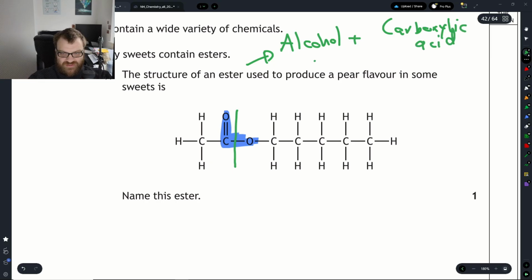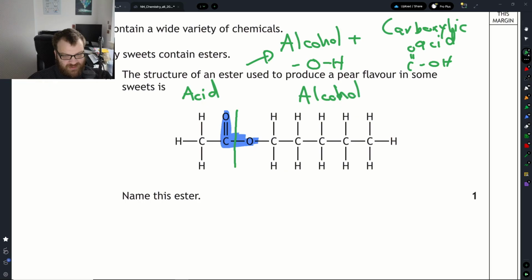Know your functional groups, this will help. It's an OH group, alcohol, double bond O, OH. Look at this part here, this would then have to be the acid side because it's got the double bond O. The other side is an alcohol. You should name the alcohol first.